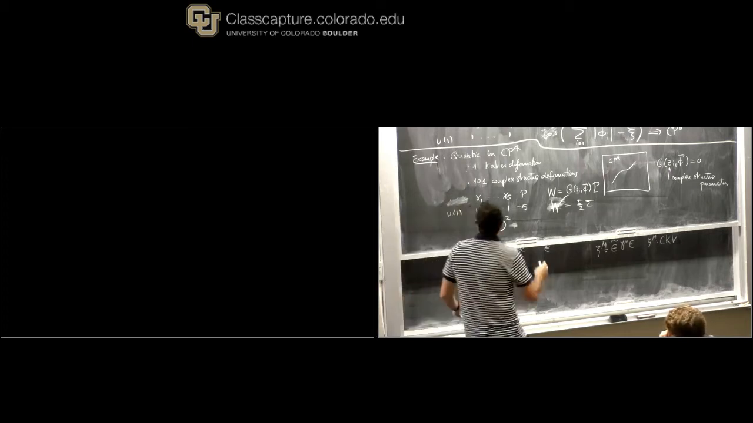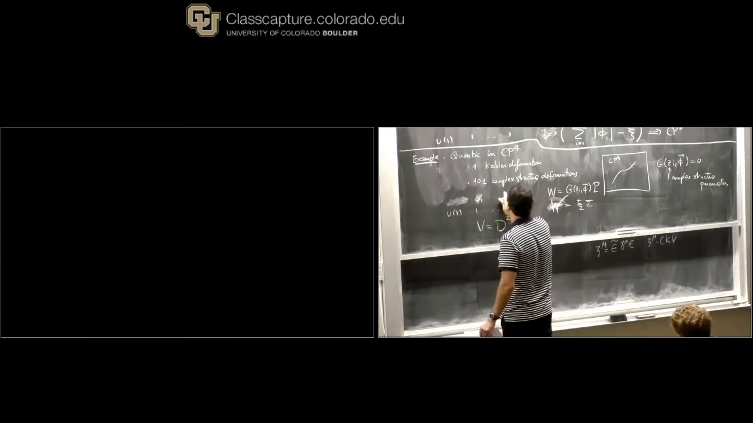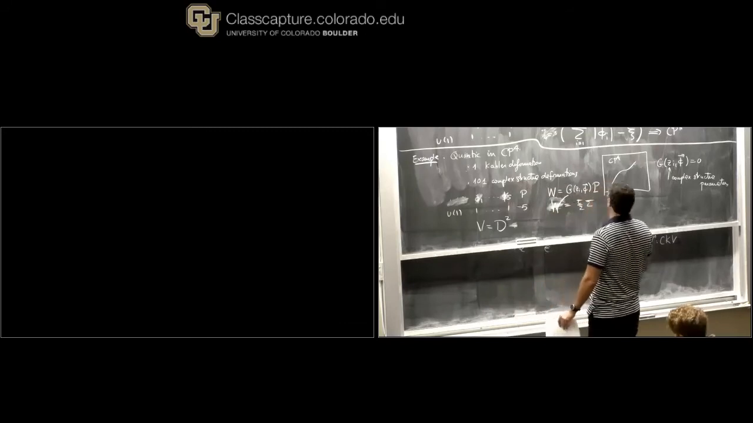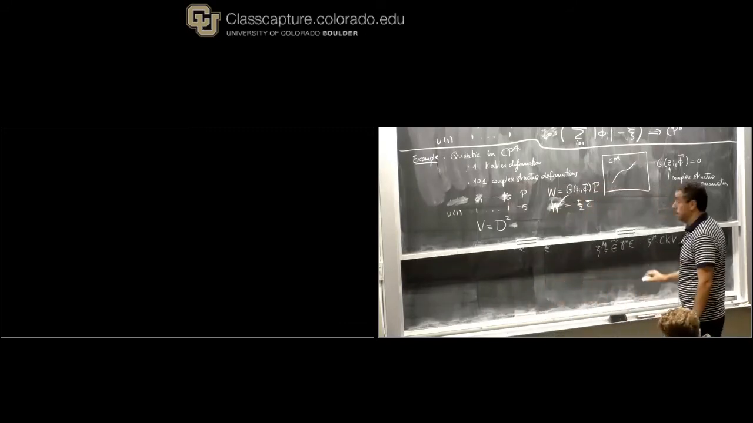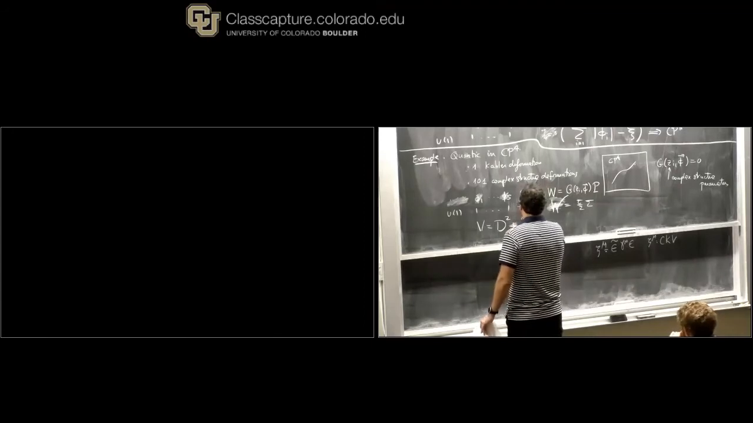Your scalars are x1 to x5. X, what is x? Oh, sorry. I made a mess. Yeah, so this, call them phi, sorry. Everything is phi. So the potential is this plus |dW|^2 equals zero.